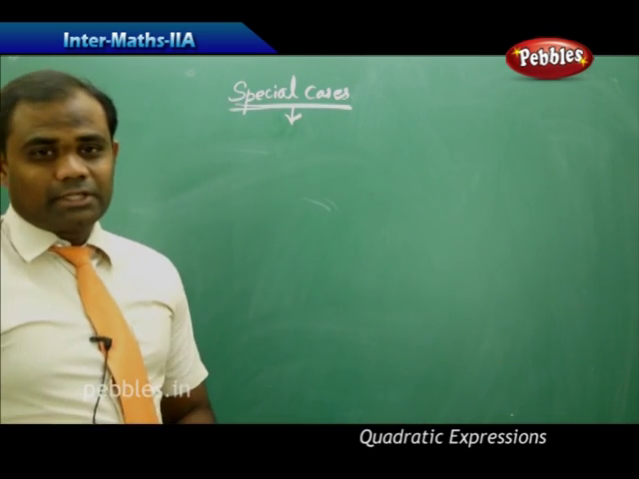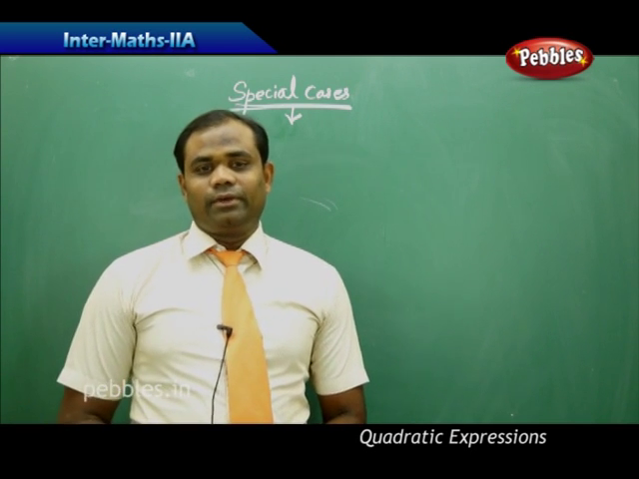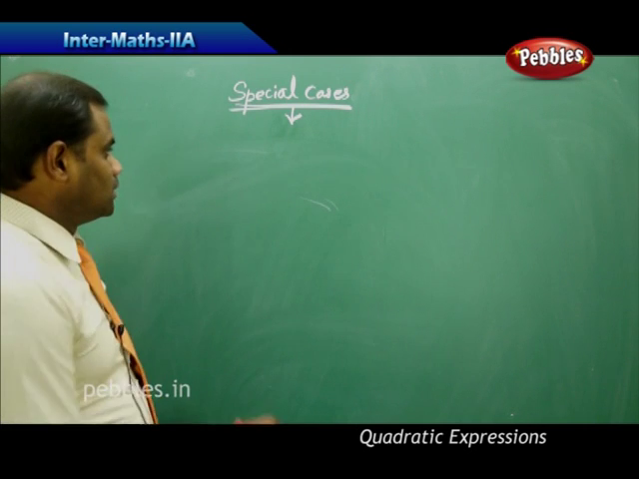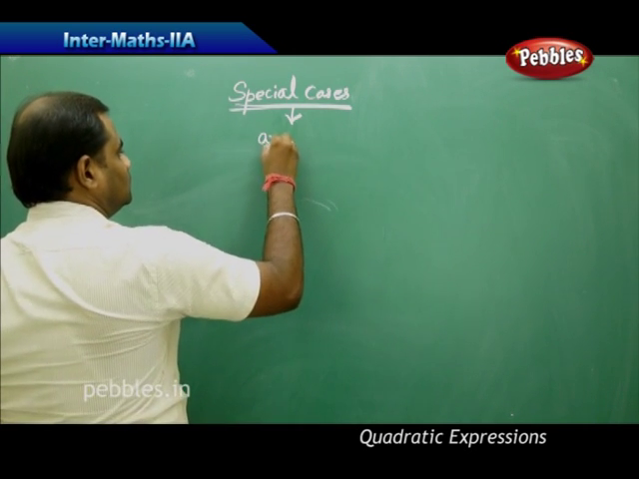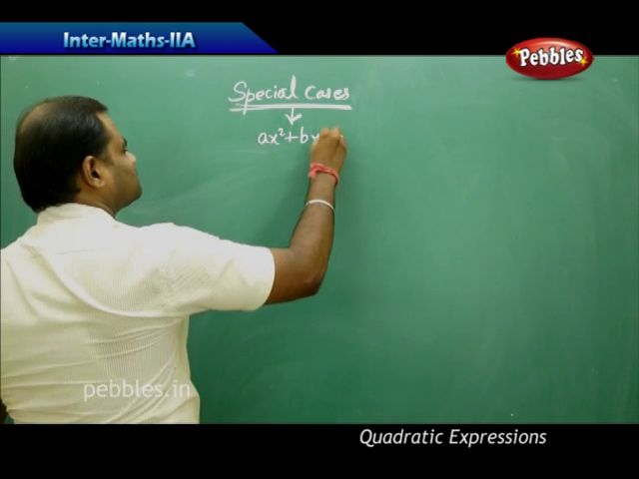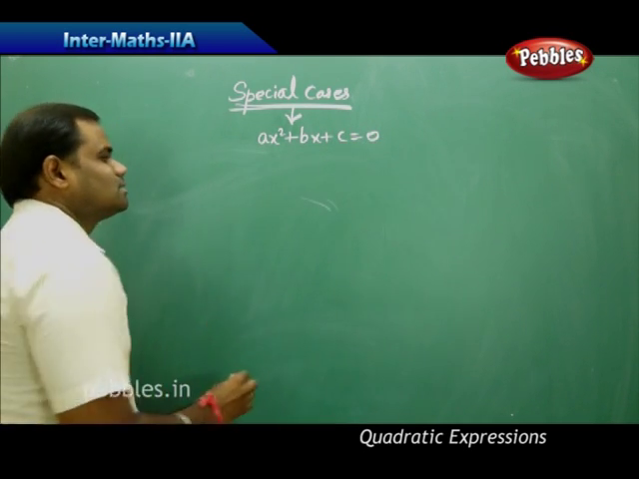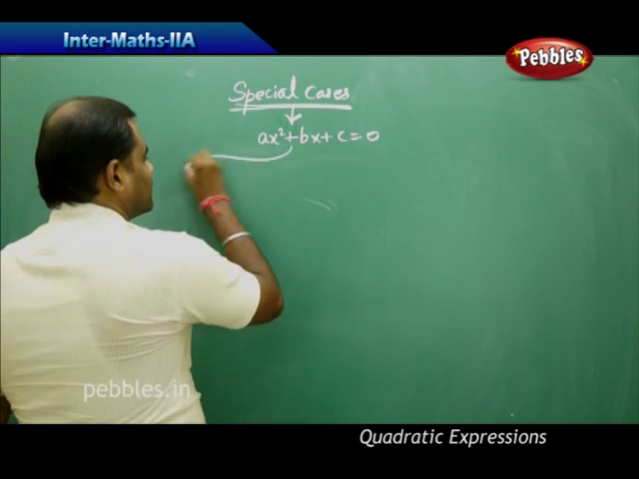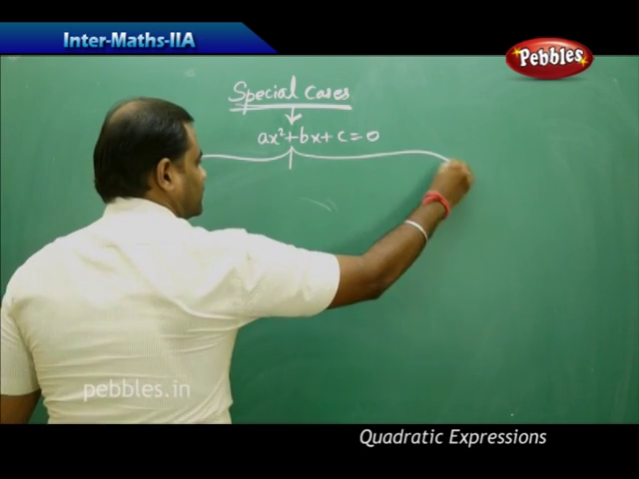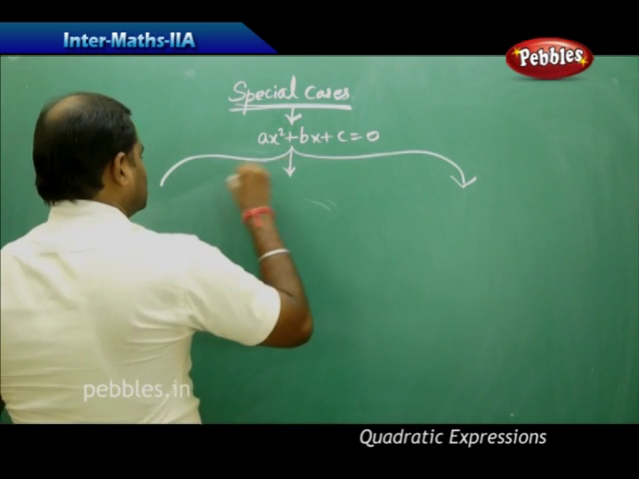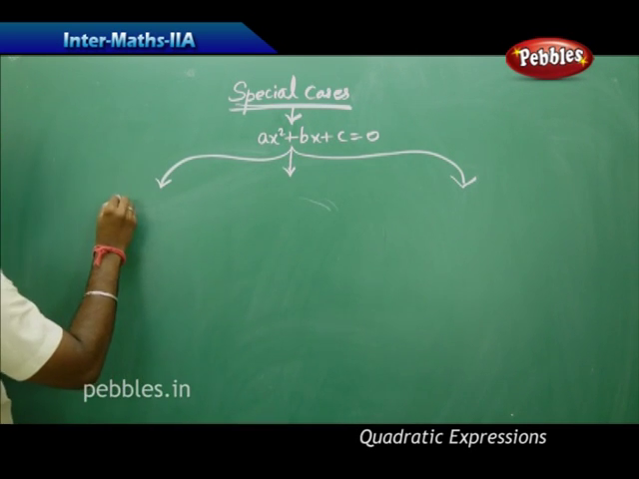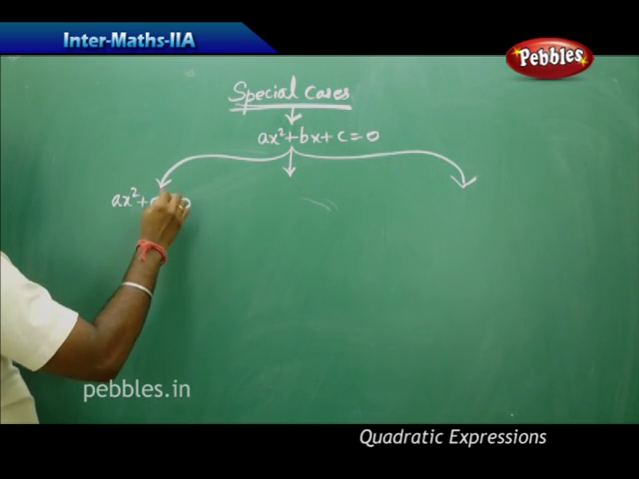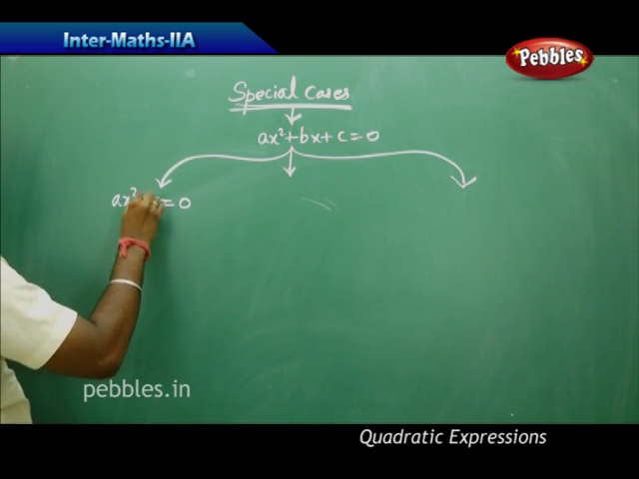So let's see some special cases of the quadratic equations. So we have seen the general quadratic equation, which is in this form. This is called the general quadratic equation. Now, there are three different cases which I'm going to consider here in the special cases. One is if I reduce the given quadratic equation in this form, that is when b is 0.